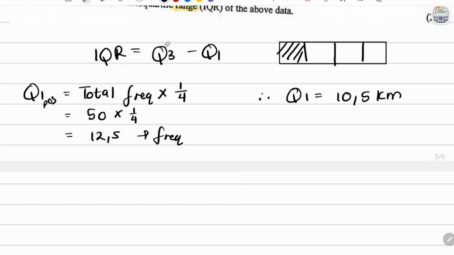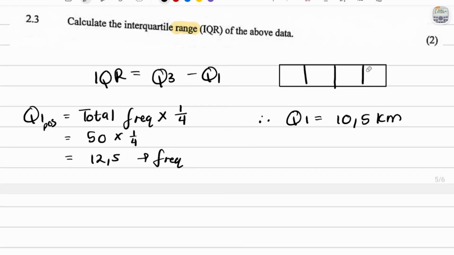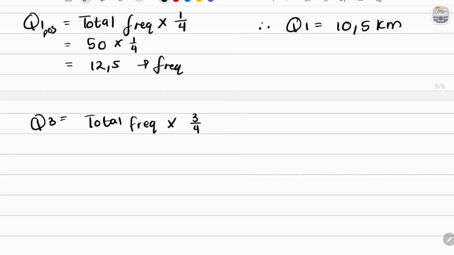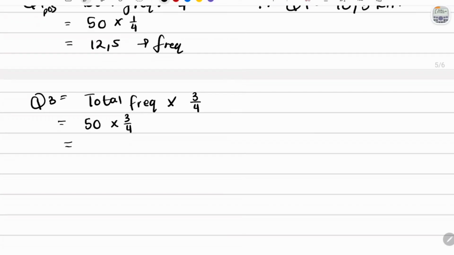Then we need to find Q3. So to find Q3, the third quartile, think about it as a fraction. It would be how much as a fraction of your data. So it's the third quartile, so this would be 3/4 of your data. So to find that, you're going to say Q3 is equal to your total frequency multiplied by 3/4. So that is 50 times 3/4, and that's 25 plus 12.5, which is 37.5.